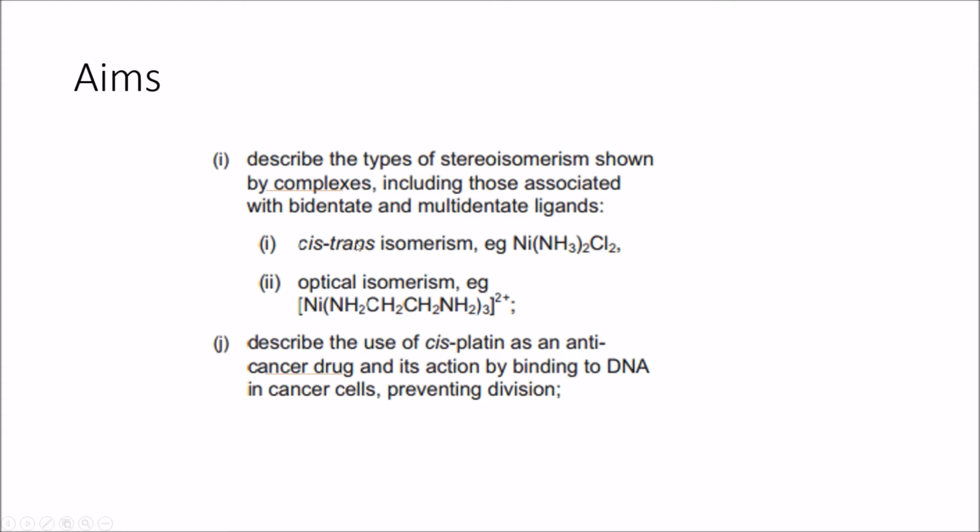You need to talk about these being the two types of stereoisomerism you need to know, so cis-trans isomerism and optical isomerism. You need to be able to describe the use also of cis-platin as an anti-cancer drug.